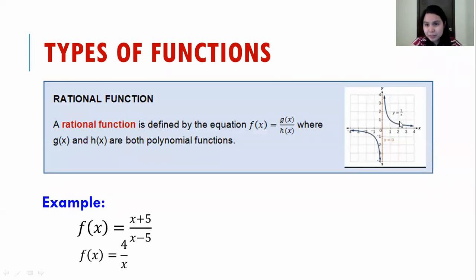Now, what's the graph of a rational function? We have this one, the asymptotic lines. We'll talk more about this in the second chapter. We have a full chapter for rational functions.